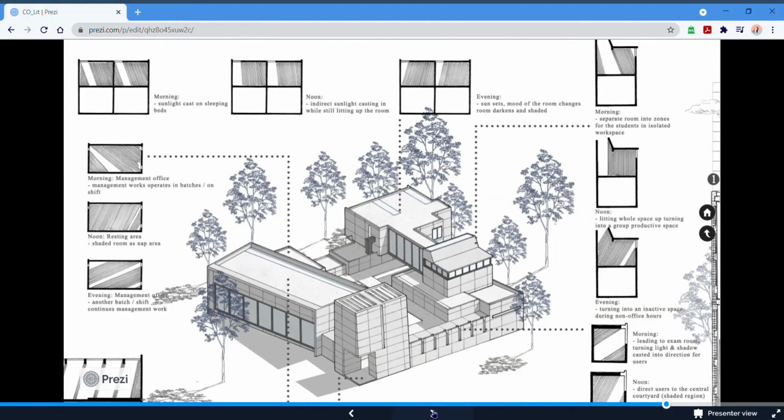So these sectional diagrams show how light can alter the mood of a space. Also, for the dorm, this sectional diagram shows how light can alter the mood of the dorms at different times. And the isolated workspace is where I show how light can divide a space into zones. During the morning, the students will have their individual mini work zones, divided by the light cast into it. And during the noon time, it will be a group discussion space, because all the students will be gathered over here. And in the evening time, the room will be shaded as it's already non-office hours.